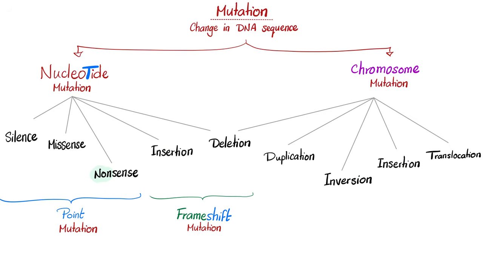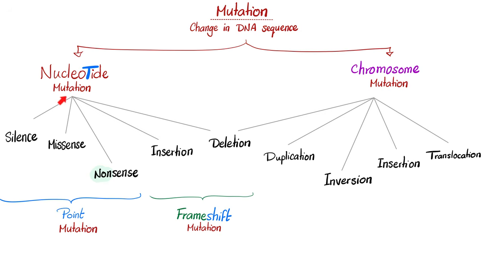Now it's mutation time. Let's go. Mutation is a change in DNA sequence. Could be nucleotide mutation or chromosome mutation. Nucleotide mutations could be silent, missense, nonsense, insertion, or deletion. Chromosome mutation could also be deletion, duplication, inversion, insertion, translocation.